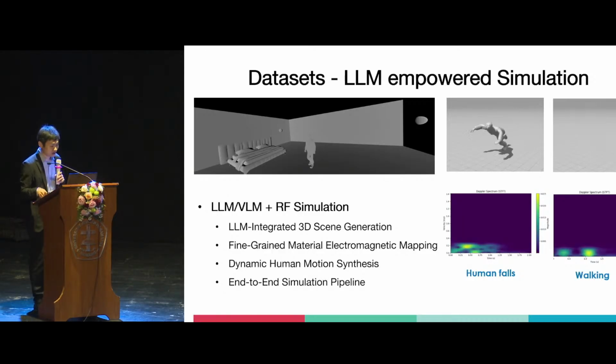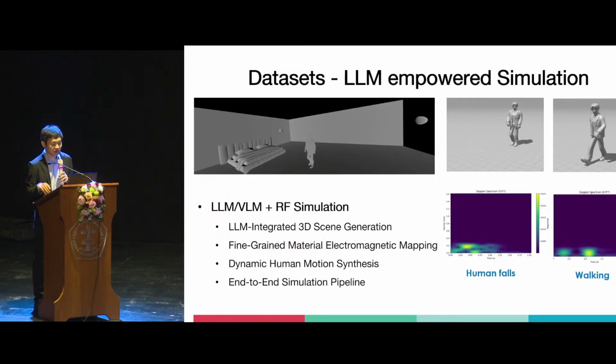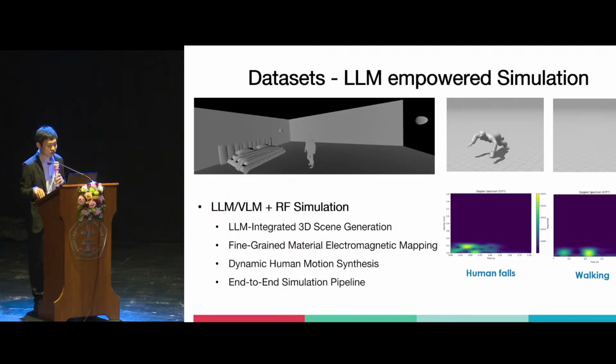Here is our solution. Based on this idea, we are doing some early explorations. Our goal is a multimodal LLM-driven wireless simulation platform. The basic plan is that first we use text descriptions to generate a 3D scene model, then let a large model generate human actions such as fall and walk as a time sequence. Finally, we feed all this into a wireless simulator to generate the corresponding CSI or Doppler spectrogram.